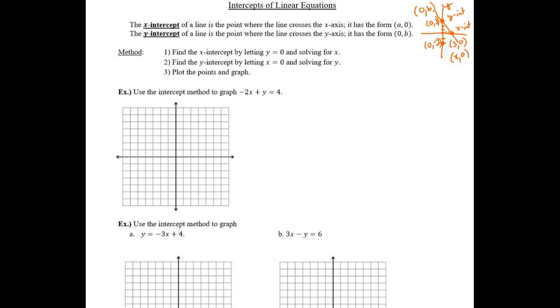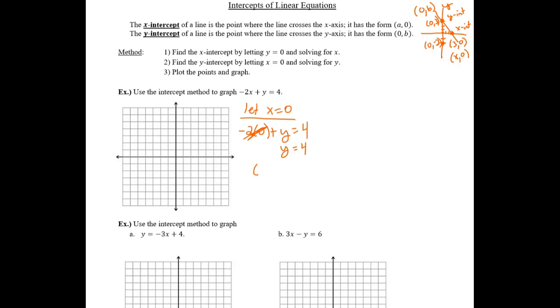I have the linear equation negative 2x plus y equals 4. I'm going to first start by letting x equal 0. So if x is 0, that means it's going to end up on the y-axis. So I'm finding the y-intercept here. I'm going to replace x with 0. 0 times anything is 0. Y ends up equaling 4.